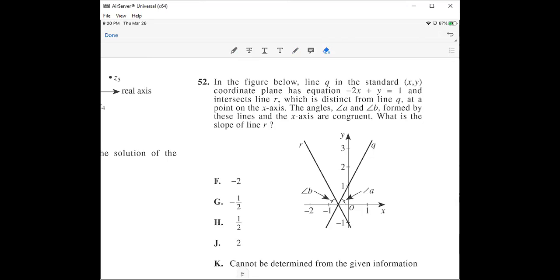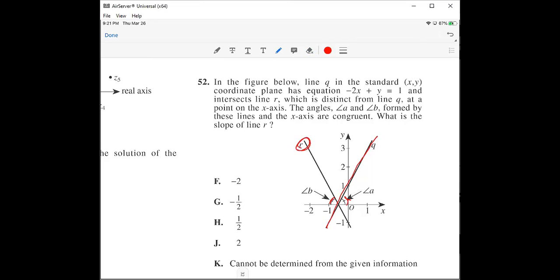But I'm going to show you how I would use a program that I've written called ALINEAR. So let me demo this. So it says in the figure below, line Q, which is here, in the standard XY coordinate plane has the equation of negative 2x plus y equals 1. And it intersects the line R, which is here, which is distinct from line Q, at a point on the x-axis. All right, so it says the angles A and B formed by these lines and the x-axis are congruent. So they're saying these two angles are congruent. Now, it says, what is the slope of this line?